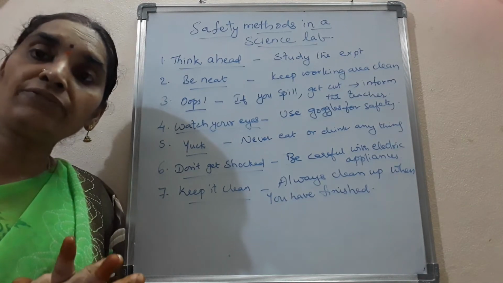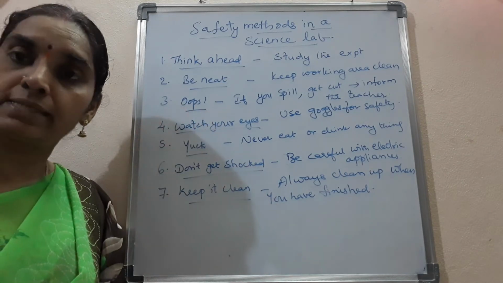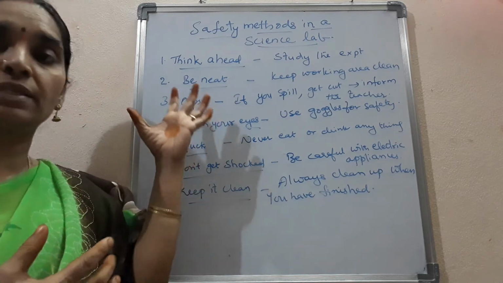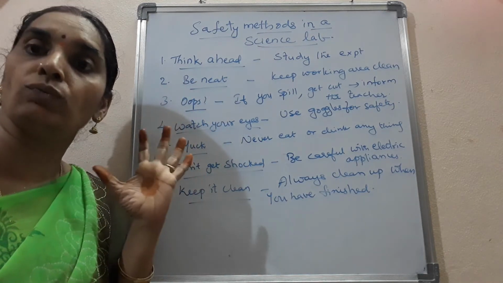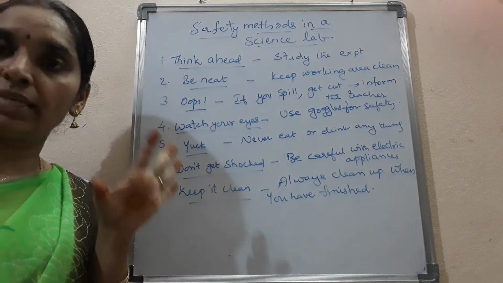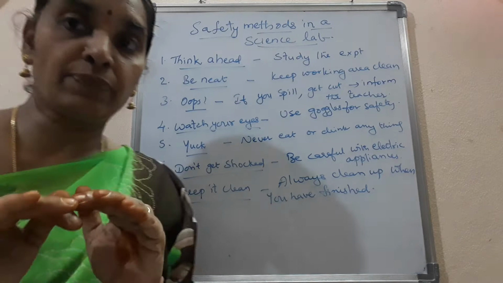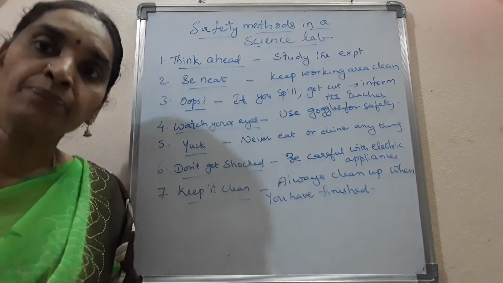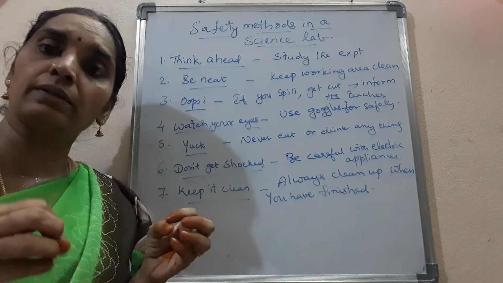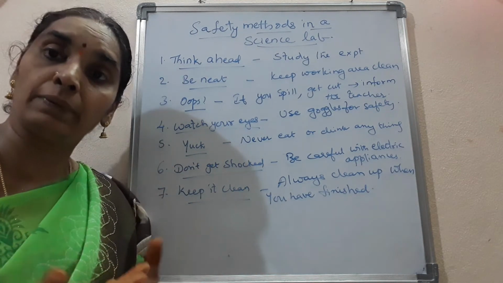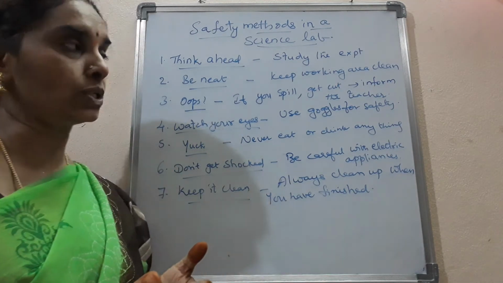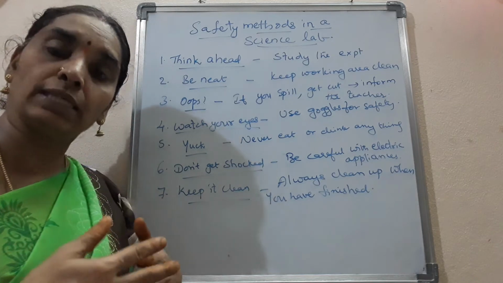See here, children, the safety methods to be followed in a science lab. Think ahead. You have to know what you are doing: study the experiment completely and know what you are going to do in the lab beforehand. Next, you should be very neat and keep the work area clean while doing the experiment in the lab. Sometimes glassware used in the lab may be broken or fall down, or you may spill something. So you have to inform the teacher in the lab.